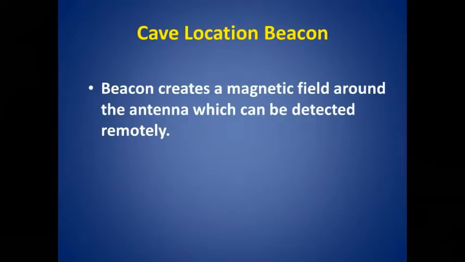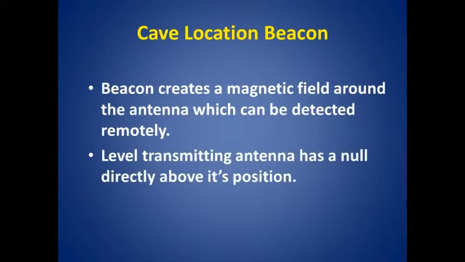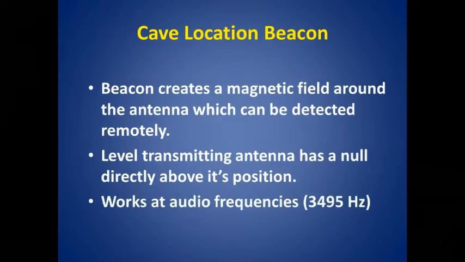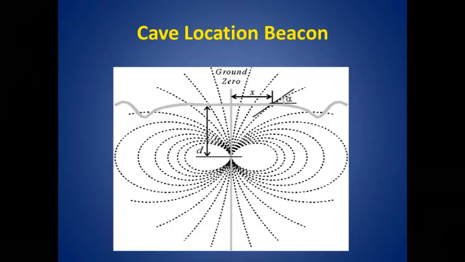The cave beacon creates a magnetic field around the antenna, which can be detected remotely on the surface. We level the transmitting antenna. It has a null directly above its position when we do so. The current beacon system that I'm using now works at audio frequencies, 3495 hertz. So here's a graphic that shows what the cave beacon magnetic field looks like centered on the antenna.